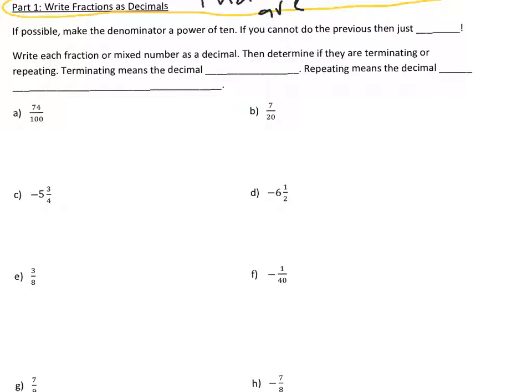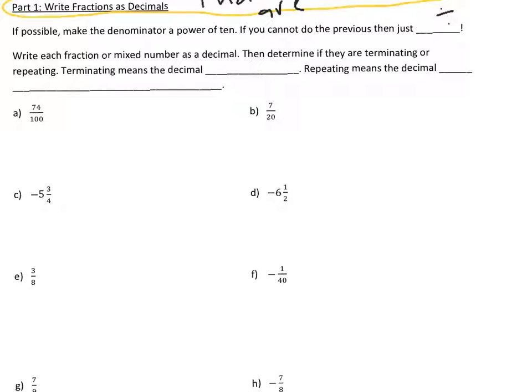Part 1 says write fractions as decimals. This lesson is all review, but some of you we're going to need to go over this again because a lot of us forget this. At the top, if possible, when writing fractions as decimals, make the denominator, bottom number, a power of 10 or a multiple of 10. If you cannot do that, then just divide.